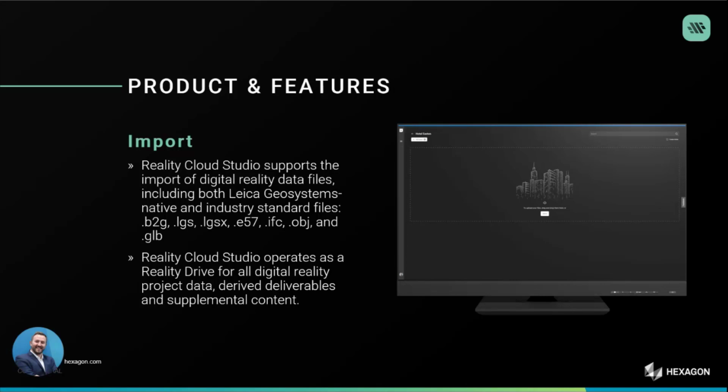So it doesn't matter if you're using a third-party sensor, you should be able to bring that data into Reality Cloud Studio and process it. I've taken E57s from multiple different products and processed them through and got fantastic results. E57 should be pretty standardized, so that will allow you to get data in from other locations.